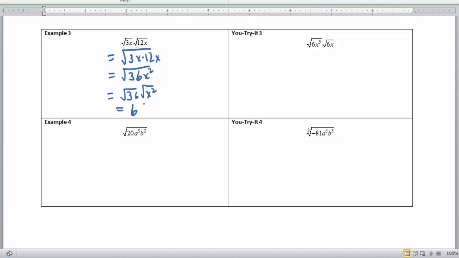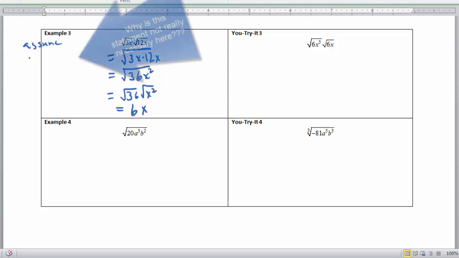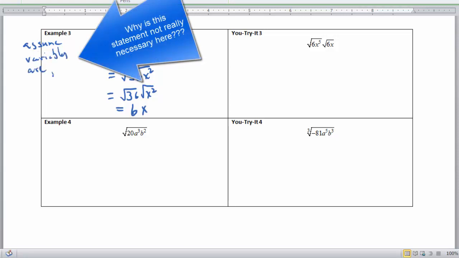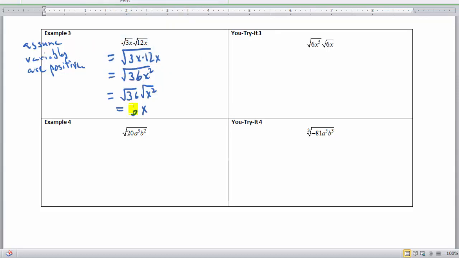of 36 is just 6, and the square root of x squared technically would be the absolute value of x, but what we would probably see here is a statement at the top that would tell us to assume variables are positive. So then we wouldn't have to worry about the square root of x squared being the absolute value of x, because if it's already positive, we don't need to take the absolute value, right?